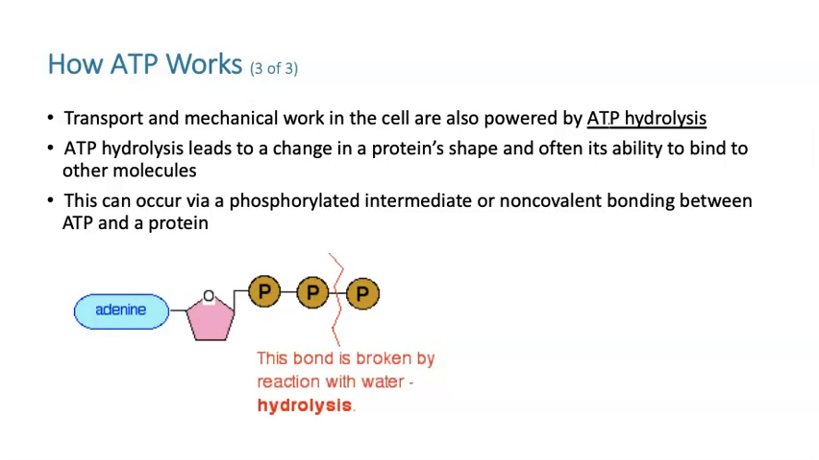But instead of latching onto a product to make a reactant, we're actually going to use that inorganic phosphate that's lopped off of the ATP to change the shape of a protein. And that can also change its ability to bind to other molecules. So we'll still talk about phosphorylated intermediates, but it could be a non-covalent bond between ATP and a protein. It depends. Let's take a look at a couple of examples here.